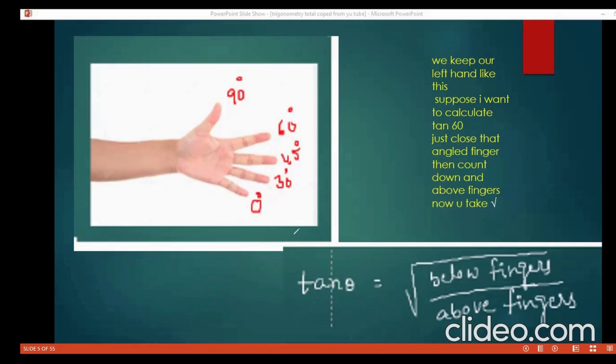After this, I am going to teach you how you know which is the reciprocal of sine theta and cos theta. Reciprocals also we can easily calculate, and we know the identities. We know the different trigonometric identities.